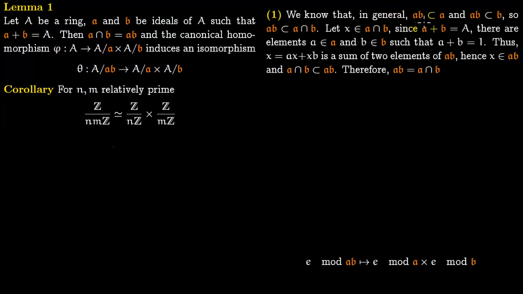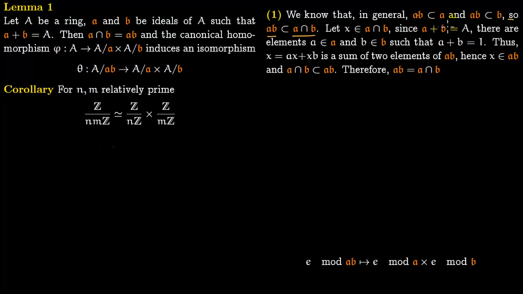So we know in general that the product of two ideals A and B lies within ideal A, and AB also lies within ideal B. So you can see that AB lies within A intersection B because it lies in both A and B. Now take an element x in A intersection B.